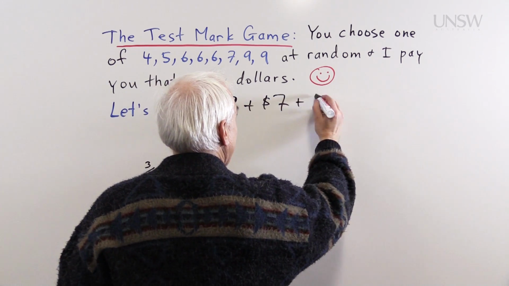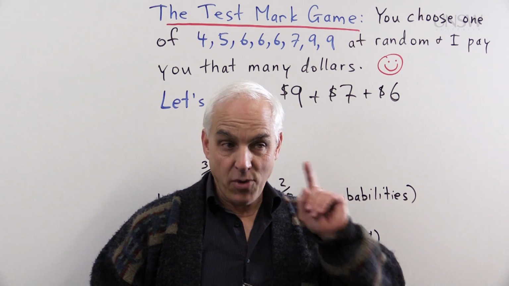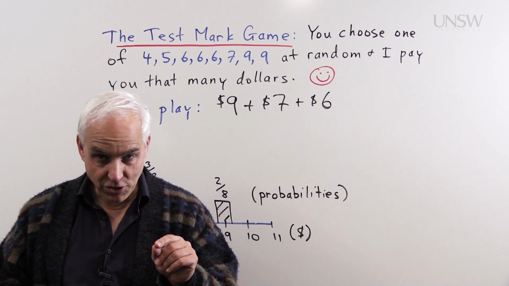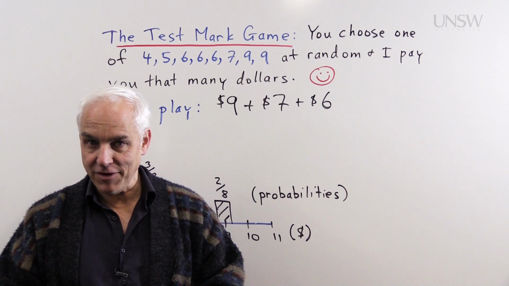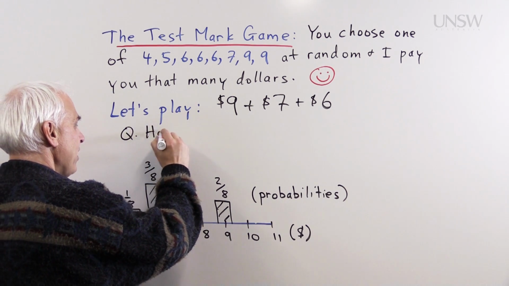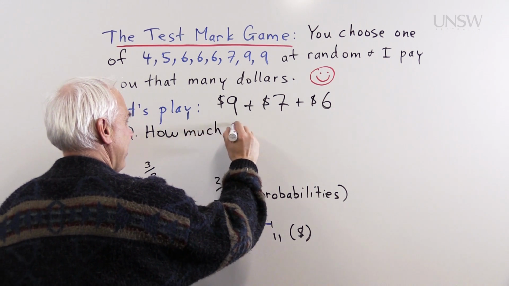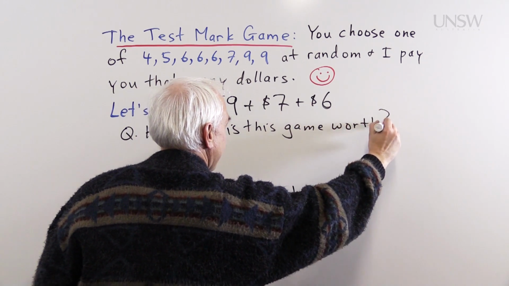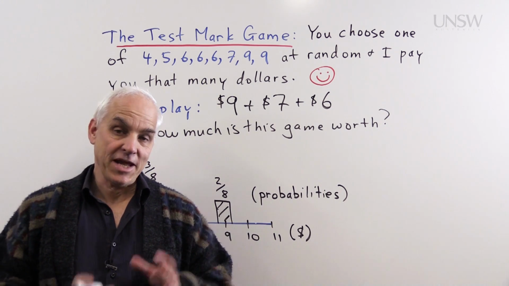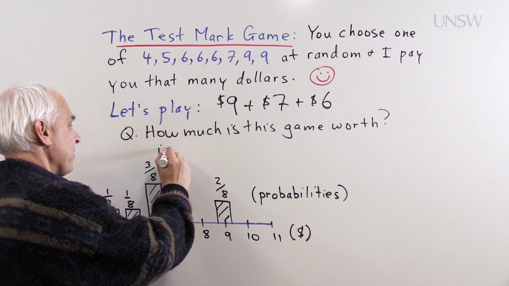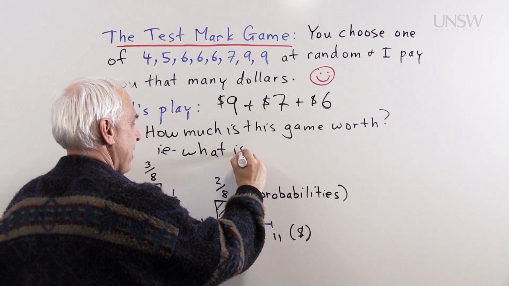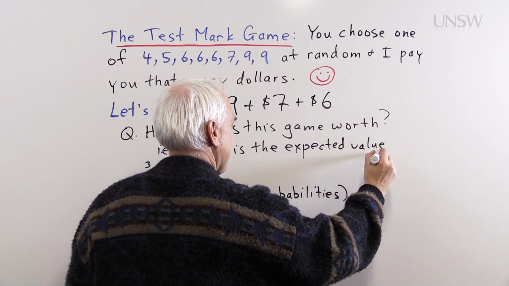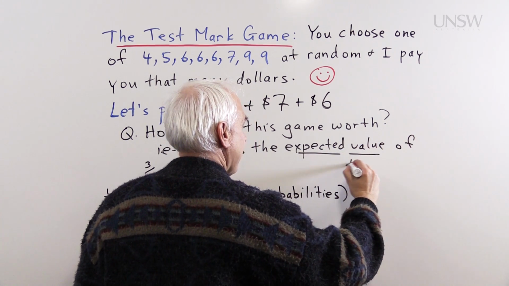So from this deterministic situation, we've cooked up this game. And one interesting question that I would like to ask is, how much is this game worth? So how much should I charge you so that in the long run, I'm going to break even? And in statistics, we say that in slightly different language. We ask, what is the expected value of the game?